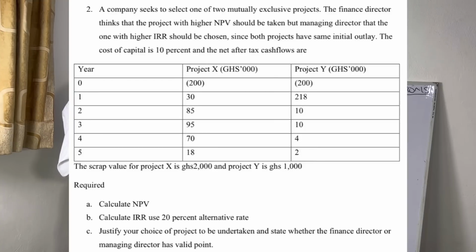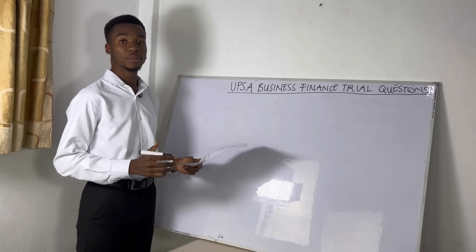Required: A. Calculate NPV, which is the same as net present value. B. Calculate IRR using 20% alternative rates. C. Justify your choice of project to be undertaken and state whether the finance director or managing director has a valid point. So before, let me just explain the question.